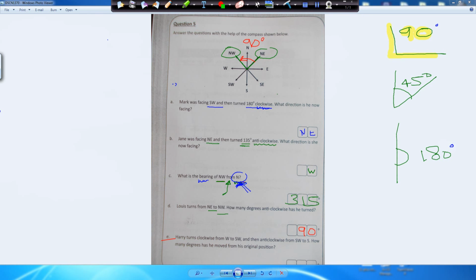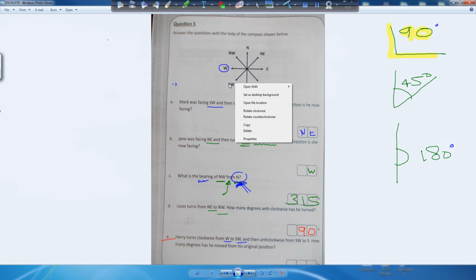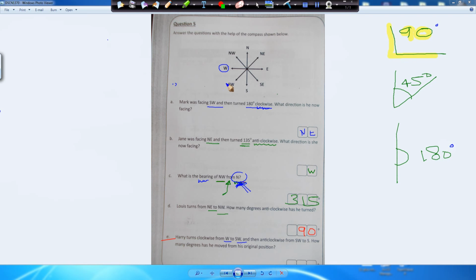Okay. Right. Question E. Harry turns clockwise. Okay, let's get rid of this part here. We need a little more room. Okay. Harry turns clockwise from west to southwest. So where's west? So here's west. Here's southwest. Okay, I've lost my marker. Hang on 1 second. Sorry about that, folks. Harry turns clockwise from west to southwest and then anti-clockwise from southwest to south. How many degrees has he moved from his original position?